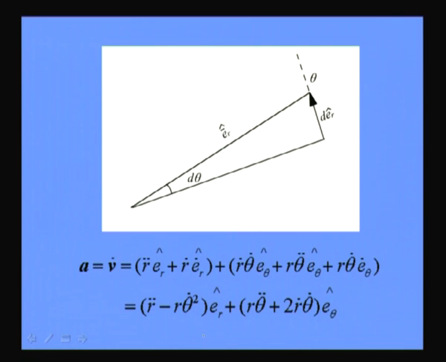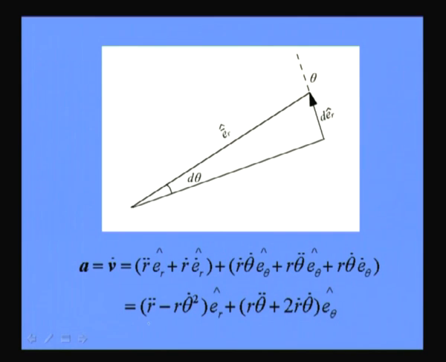Unit vector e_r and unit vector e_theta are orthogonal to each other. So acceleration has two components. One component is r double dot minus r theta dot square, and another component is r theta double dot plus 2 r dot theta dot, along e_theta.